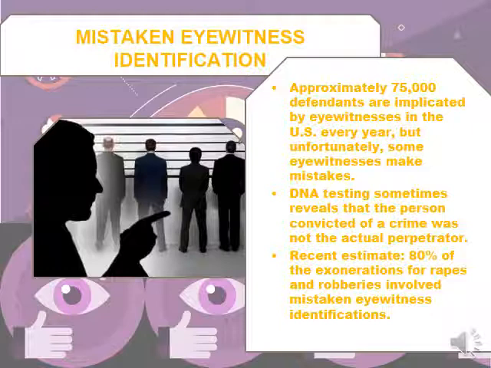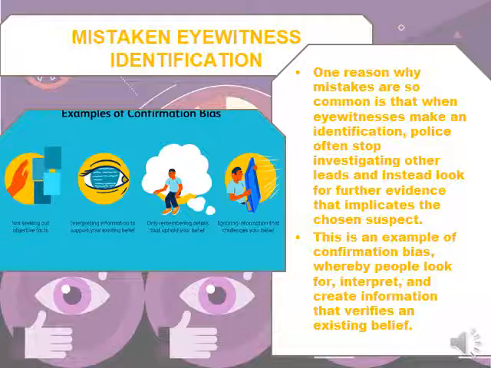So within that, you're looking at the recent estimates: 80% of the exonerations for rapes and robberies involve mistaken eyewitness identification. So again, a lot of individuals are being exonerated, yes, but it's all based on individuals who had made a mistake in terms of eyewitness identification. So now, why? We're always looking at the elements of why. Why is this happening? Why are individuals being mistaken?